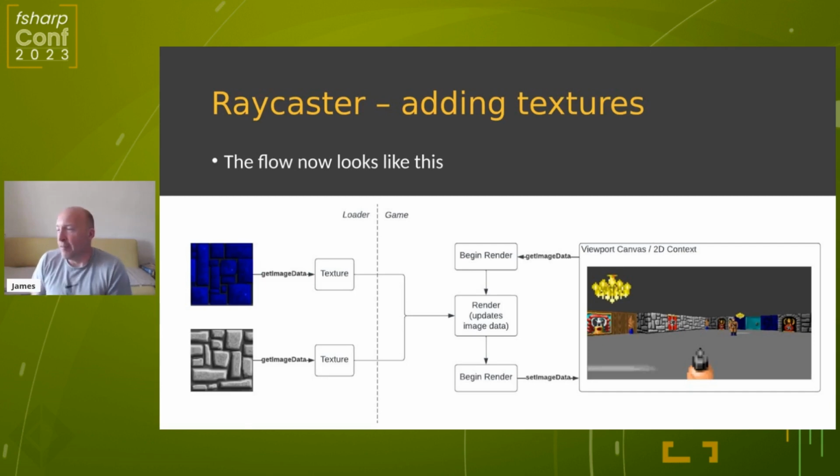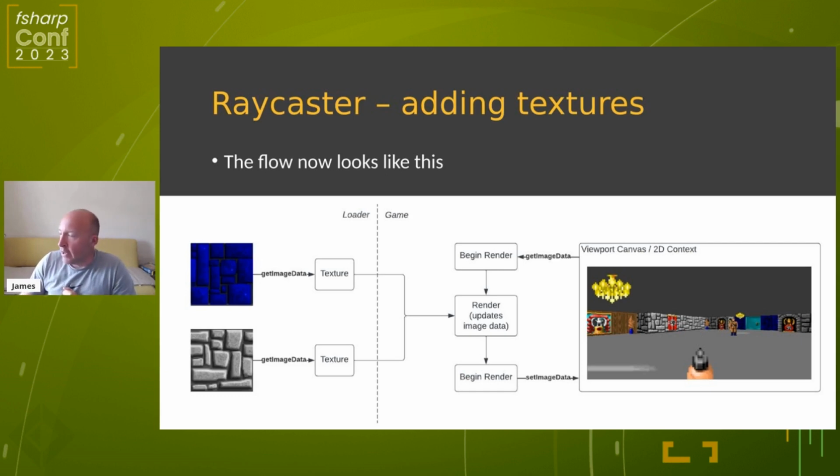So this is the general render loop, and this loop is what gets you to full Wolfenstein, basically. You load the textures in the background. I load those using just HTML images, wait for them all to load, get the image data from them, and conceptualize them as a texture.